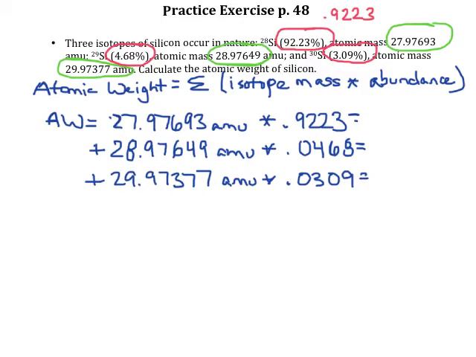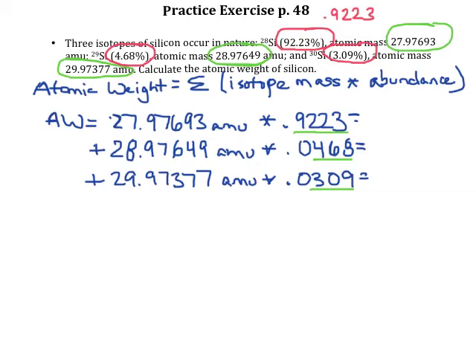Now when we do this, we want to pay attention to significant figures. If I take a look at the significant figures for this, the masses have a lot of significant figures. They're going out to a lot of decimal places here. So it's actually the fractional abundances that are going to determine what is happening with our significant figures. So here we've got 4 significant figures. Here we have 3 significant figures. And here we have 3 significant figures. So when we do our multiplication, we need to keep that in mind.